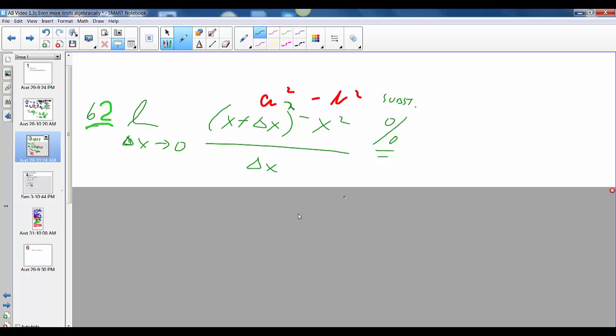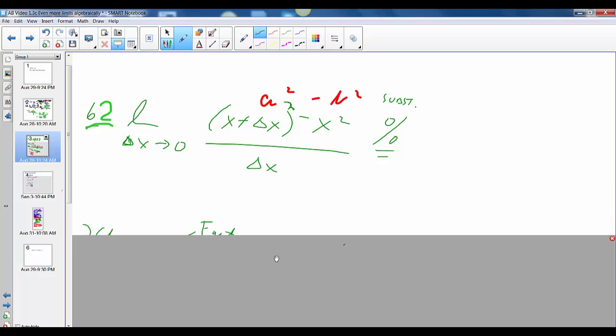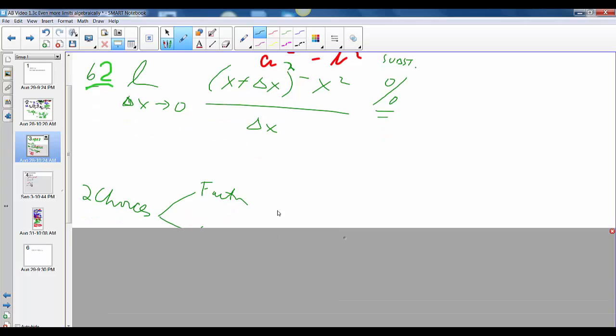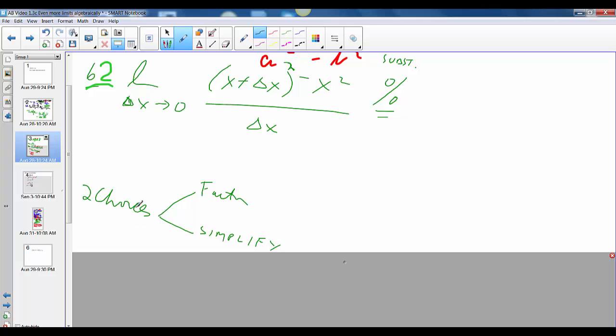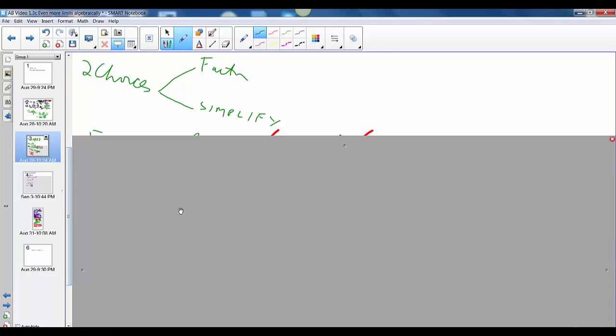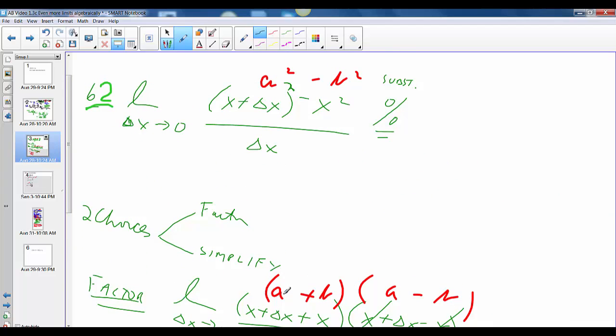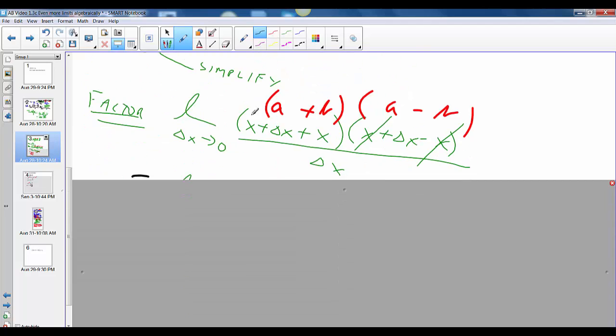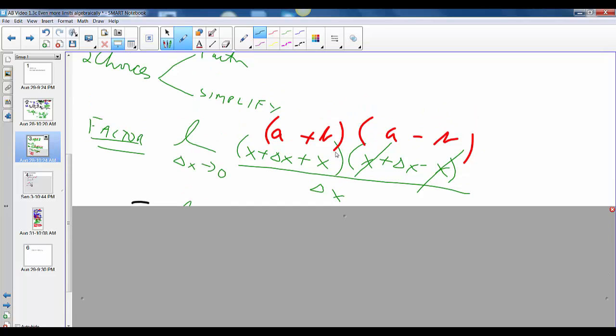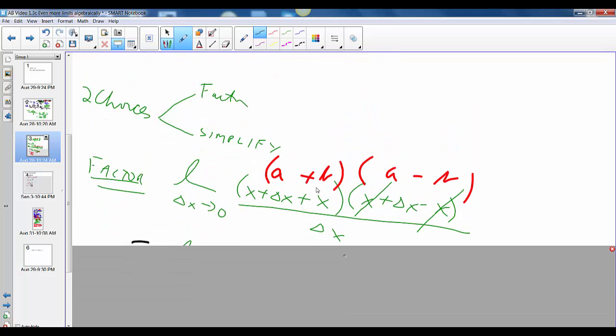Now I can factor that expression because it is the difference of two squares. As you know, a squared minus b squared factors into a plus b times a minus b. I'm going to show you the factoring method first, and then there is a simplified method as well. So that's the square of x plus delta x, and that's the square of x. So I have x plus delta x plus x, times x plus delta x minus x, and of course all over my original denominator of delta x.